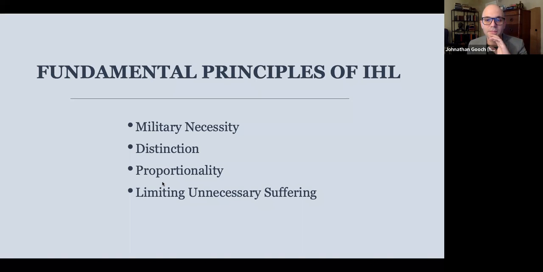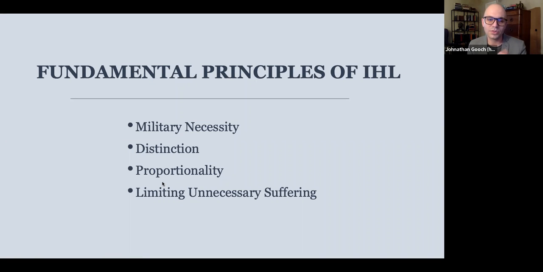So many of you will probably be familiar with the basics of international humanitarian law. I'm going to go over them again quickly to give a sense of how they intersect with the protection of cultural property in wartime. So the first thing to note is that international humanitarian law only applies to armed conflict.